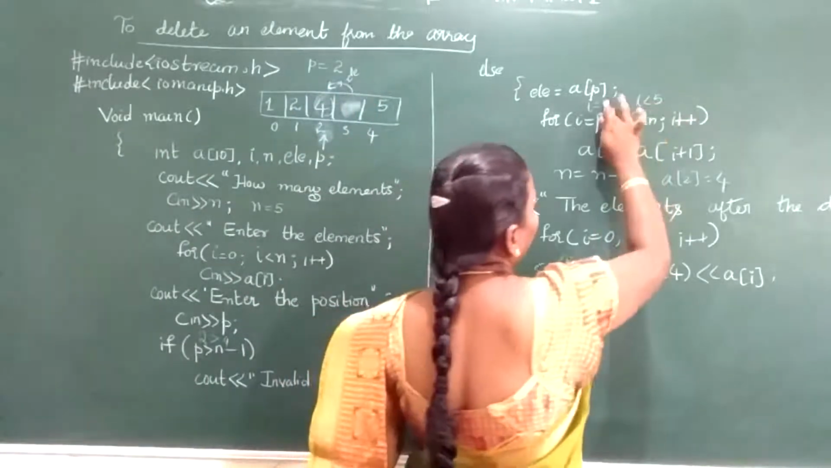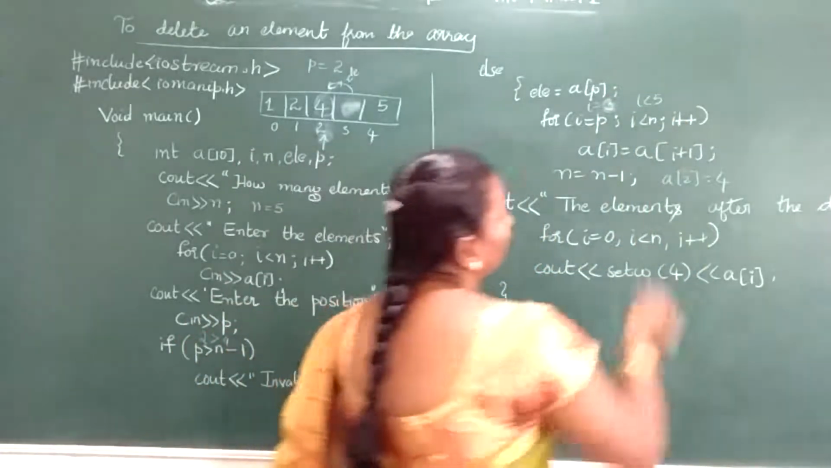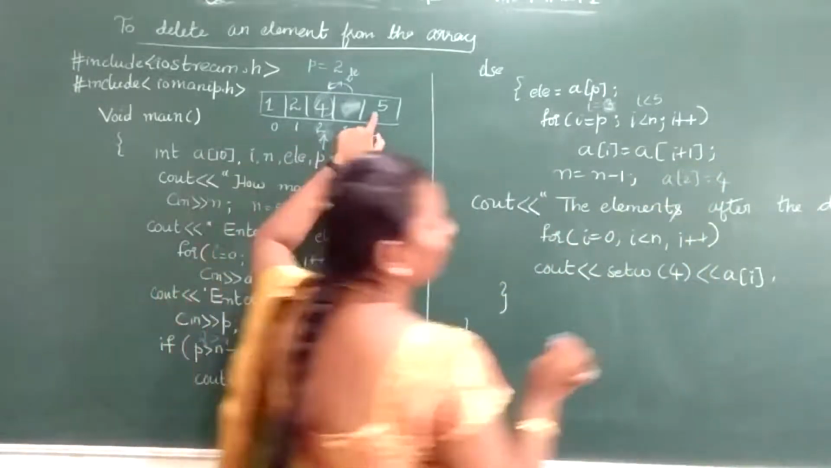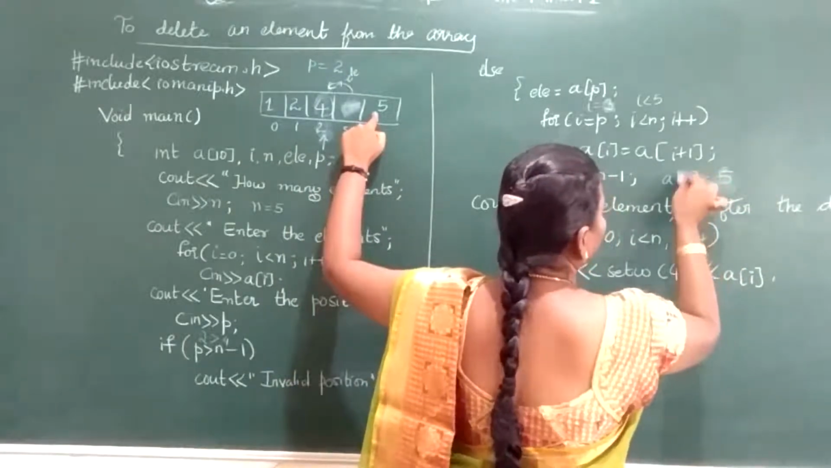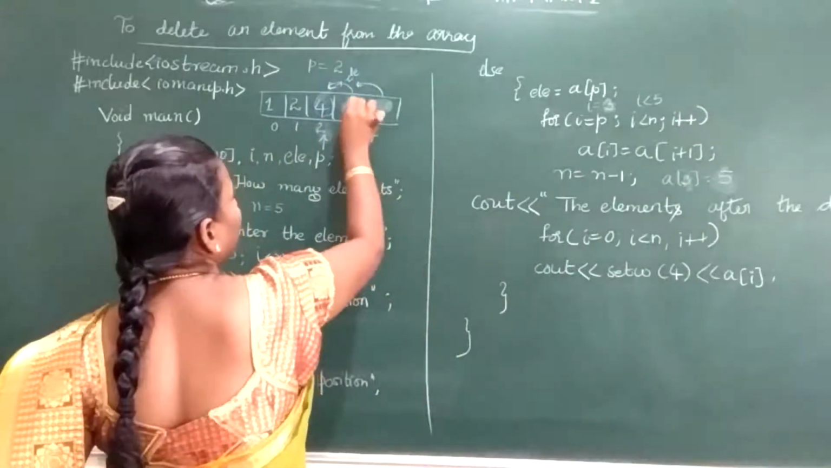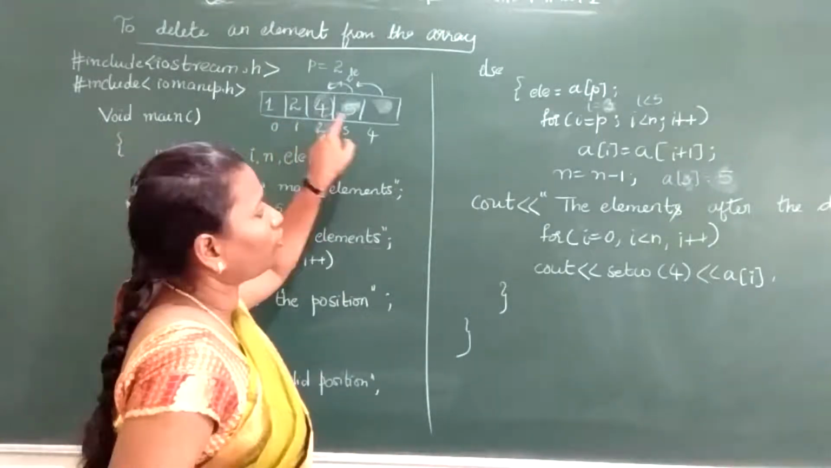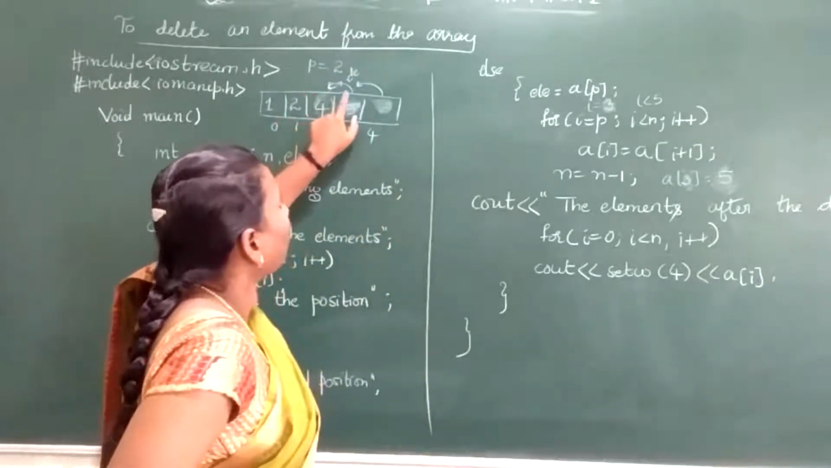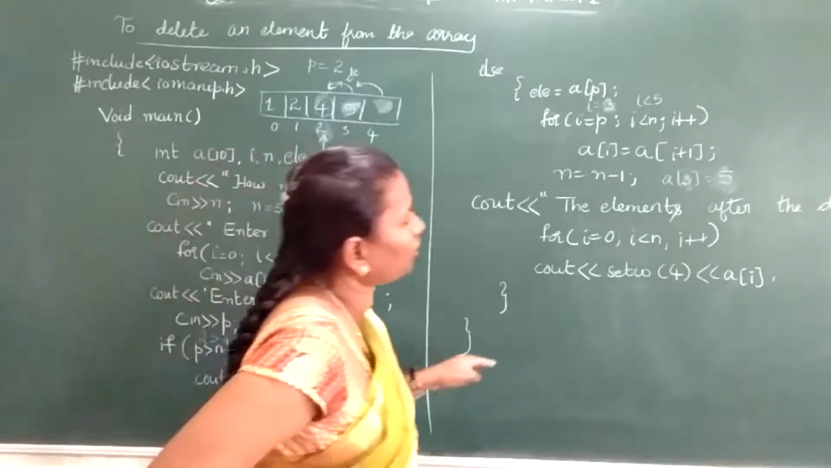The i value gets incremented. Now the i value is 3. So 3 plus 1 is 4. What is my a of 4? I have 5. This 5 I am giving to a of 3, since i value is 3. So now 5 will be moved to position 3. Now 1, 2, 4, 5. We have removed the element 3. Now 4 is shifted to position 2, and 5 is shifted to position 3.